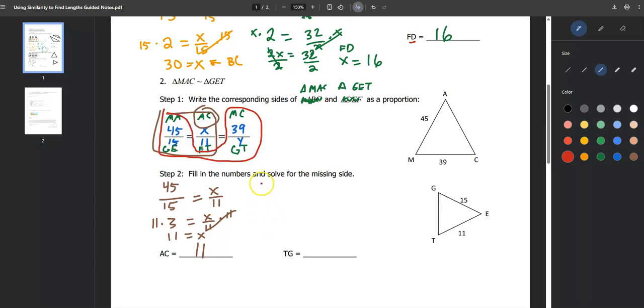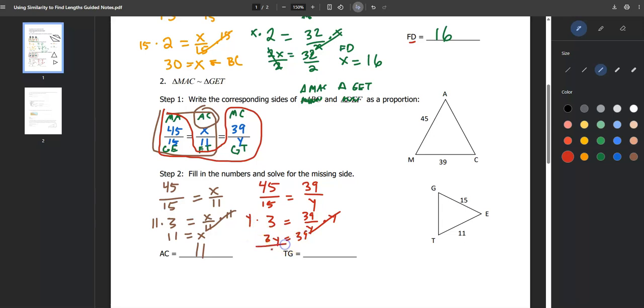Okay, all right, and then I'm going to take this part and the other part here now, and we're going to set up one there. So we'd have 45 over 15. Again, this is going to be my scale factor, and then I've got 39 over Y. And again, Y is GT. I get 3 over here. I've got 39 over Y. I've got it times by Y. Again, times by Y. That'll give you 3Y equals 39.